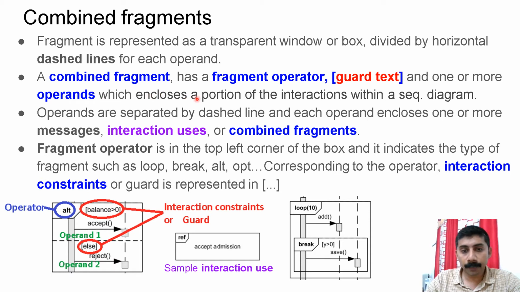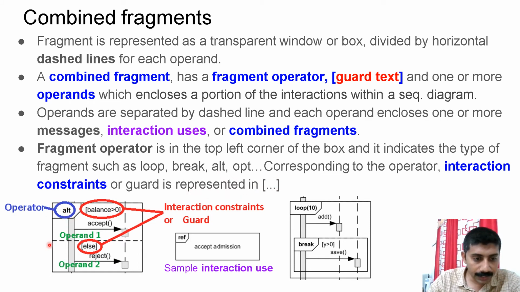Operand encloses a portion of the interaction within a sequence diagram. Operands are separated by dashed lines and each operand encloses one or more messages, interaction uses, or combined fragments themselves. The fragment operator is in the top left corner of the box, and it indicates the type of the fragment such as loop, break, alt, opt, etc. Corresponding to the operator, the interaction constraint or the guard is represented in square brackets.